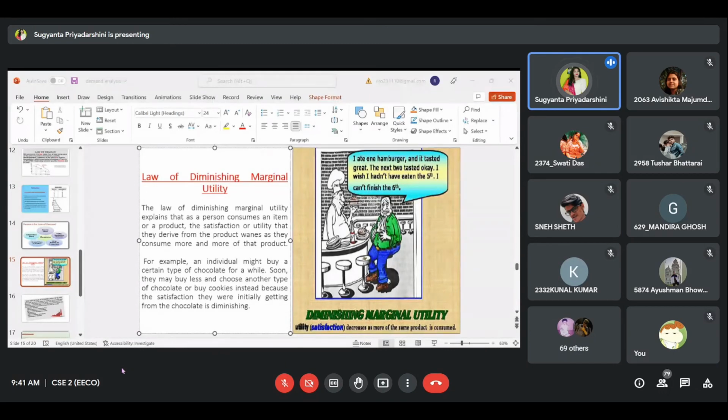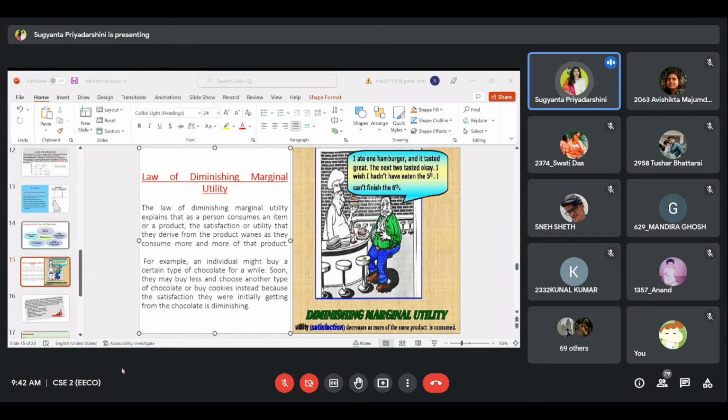That's what this law is all about. That is, when you go on consuming an extra unit of a commodity consecutively, then the satisfaction derived from that extra unit every time will fall. Meaning the satisfaction you got from the first glass, you will get less from the second glass, and even less from the third glass. Is it understood? Yes, ma'am. Clear, everyone? Okay. So if you are clear, can you tell me how this law of diminishing marginal utility can be a reason behind law of demand?